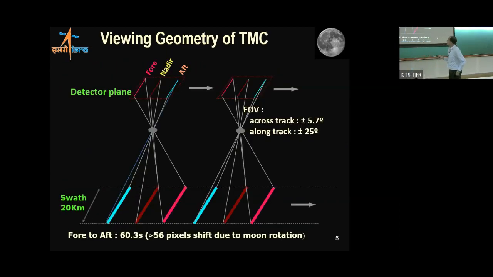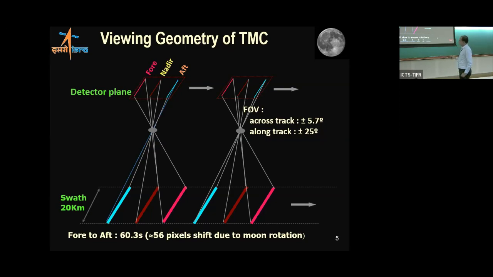This is the schematic of that. These are the detector planes. This is the velocity of the Chandrayaan-2 orbiter. And its footprint on the ground is 20 kilometers. First the fore images will come, then aft, then nadir.